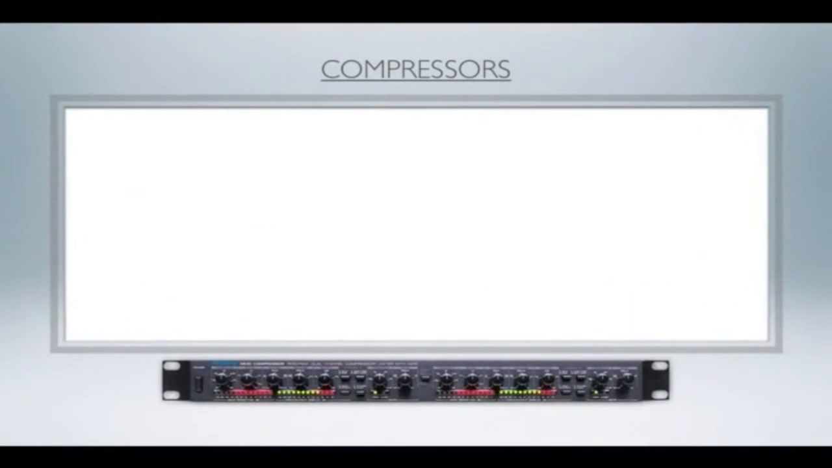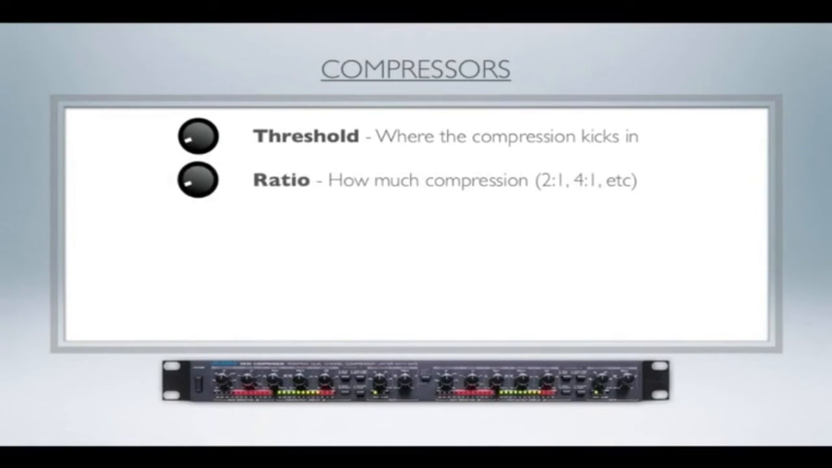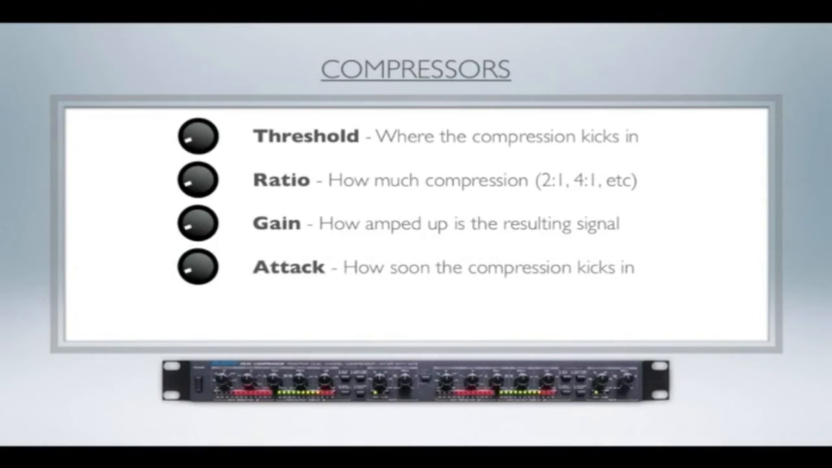Okay, so here are the main controls on a compressor. The first one is the threshold. That is where the compressor kicks in. If your threshold is too high, then no compression happens. But once you bring that threshold down, then the ratio is how much compression. Is it a 2-to-1 or a 4-to-1, etc.? Then the gain, sometimes called makeup gain, is how amped up the resulting signal is after it's been compressed down. And then we have attack and release. The attack is how soon the compressor kicks in, and the release is how quickly the compressor stops compressing.